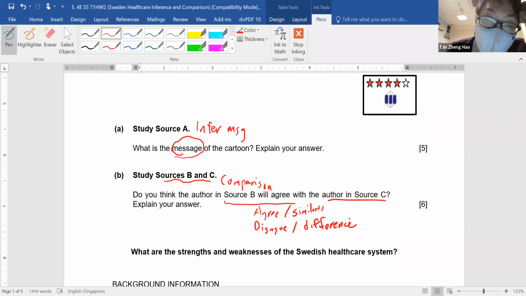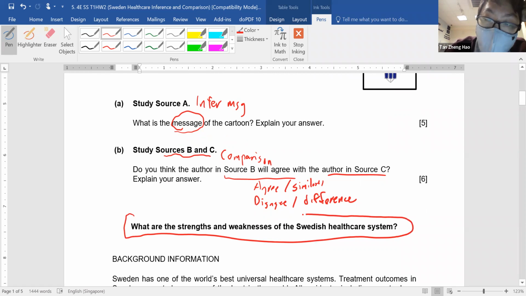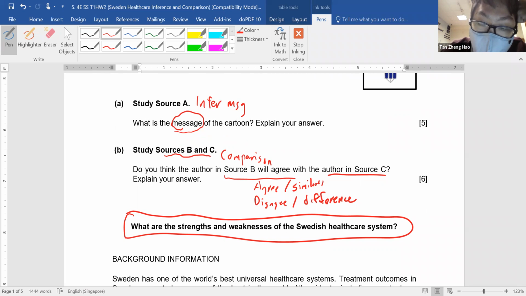Before I even go through the sources with you, let's practice the exam hack. Exam hack number 1: even before the source, look at the issue. Very important because it will help you to focus your answers later on. So what are the strengths and weaknesses of the Swedish healthcare system? Remember I asked you to do a black and white perspective kind of thing. What are the two possible perspectives here?